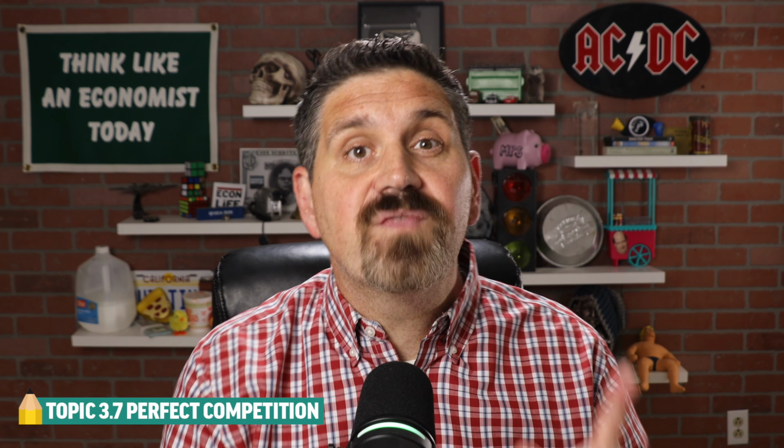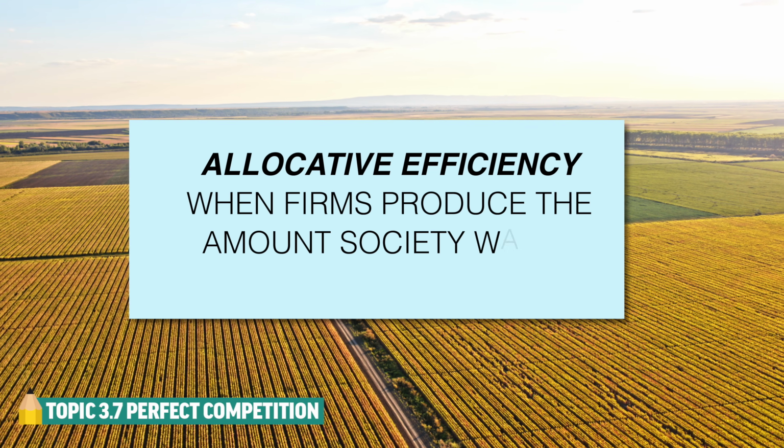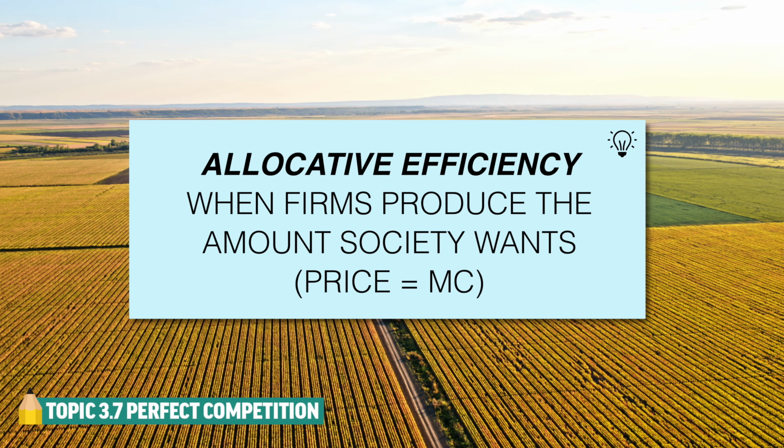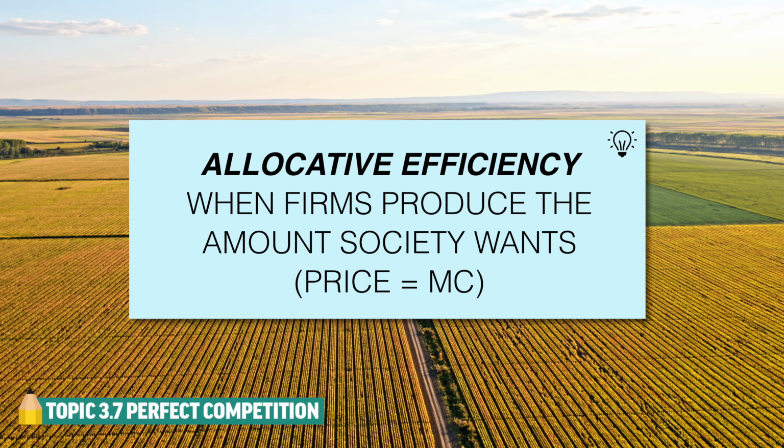In the long run, these firms are extremely efficient. There are 2 types of efficiency. The first one is we want firms to produce the right quantity of goods and services. In other words, we don't want them to produce too much corn or not enough corn. This is the idea of allocative efficiency.